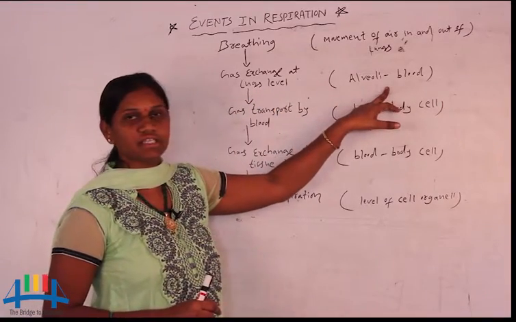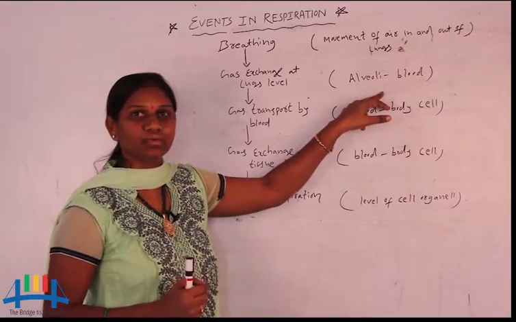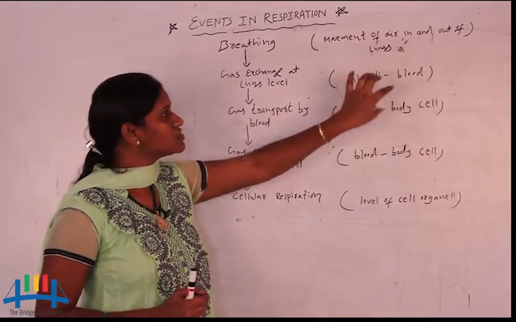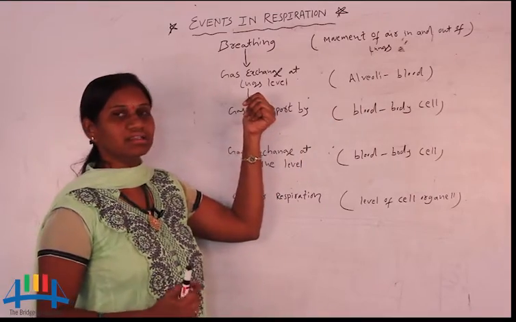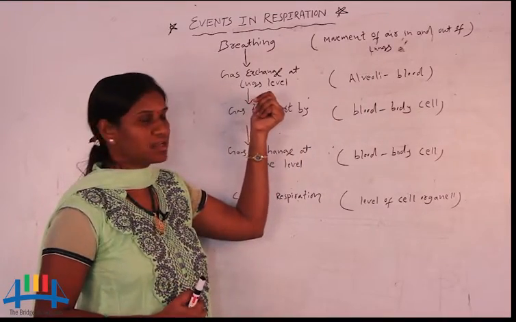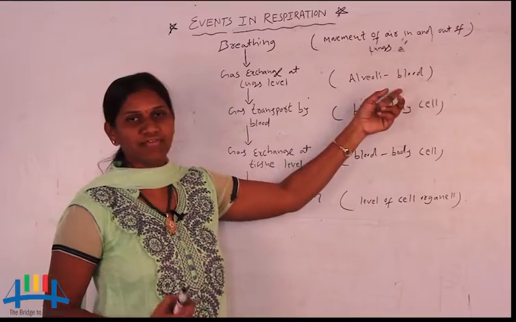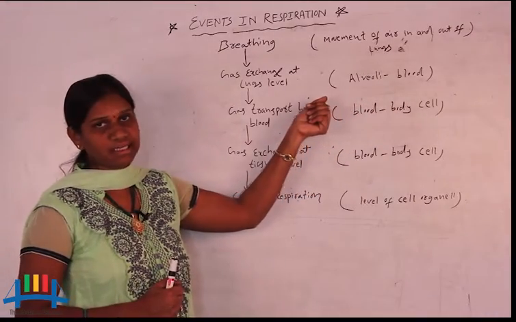And what is the function of blood? It carries and connects to all parts of the lungs. So both alveoli and blood are involved in the gas exchange at the lungs level. One is the functional unit, and one helps in the transportation of the gases.